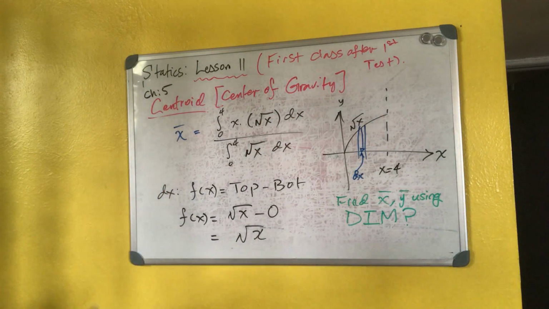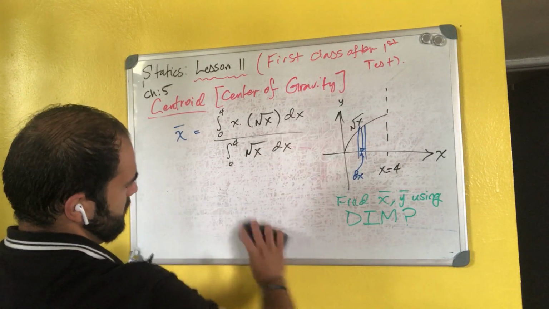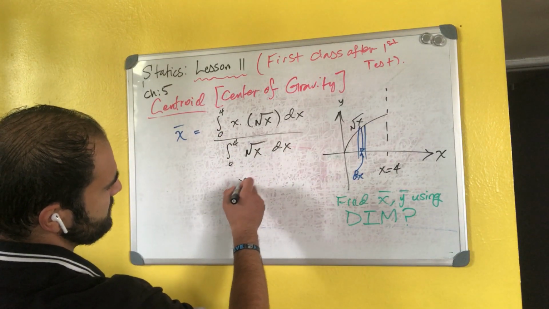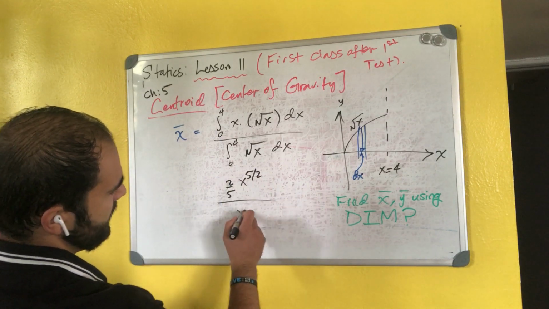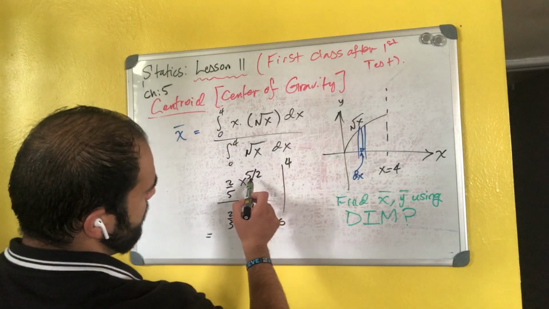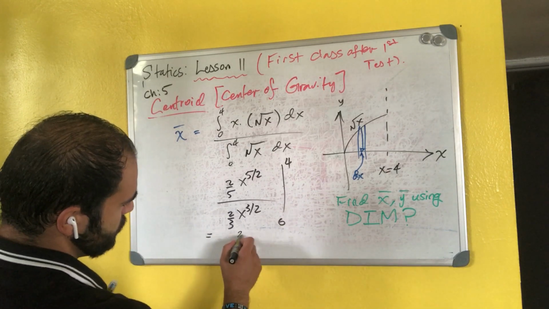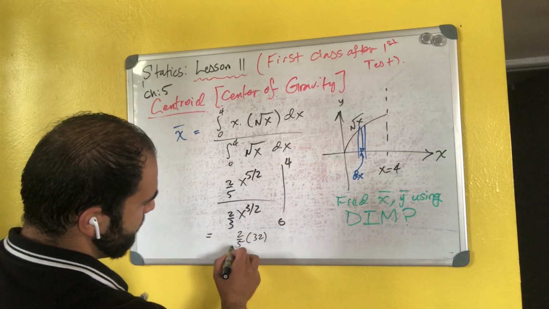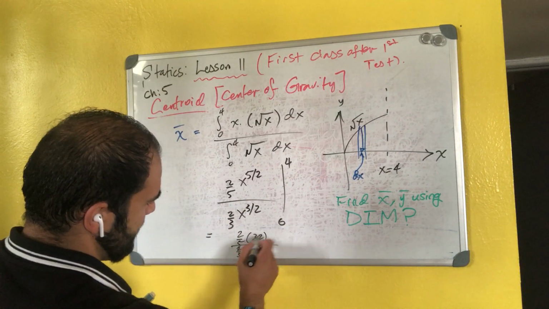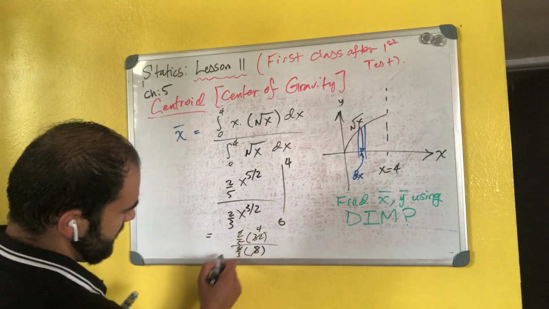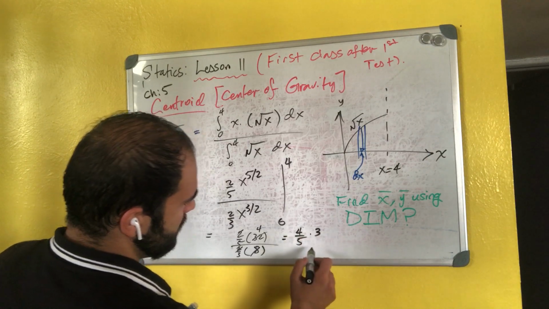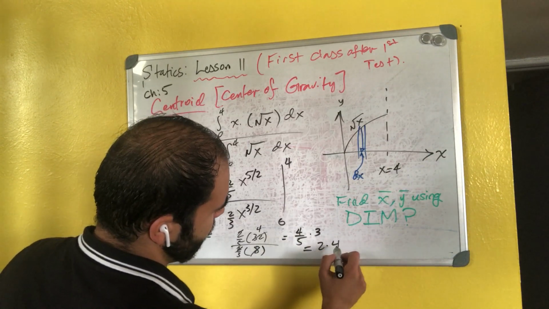Everyone should be able to integrate this. I'm going to integrate it really quickly because I'm pretty sure most of you know it. x times x to the 1/2 is x to the 3/2. Integrating that gives x to the 5/2 over 5/2, over x to the 3/2 over 3/2, from 0 to 4. Square root of 4 is 2, 2 to the 5th is 32, so 2 over 5 times 32, divided by 2/3 times 2 to the 3rd, which is 8, so that's 4 over 5 times 3, which equals 12 over 5, or 2.4.